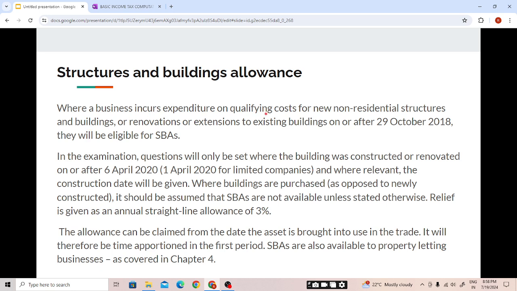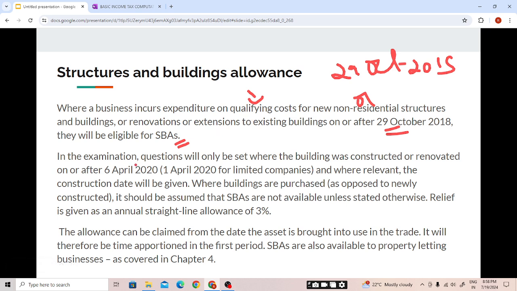Where a business incurs expenditure on qualifying costs for non-residential structures and buildings, or renovation or extension to an existing building, on or after 29th October 2018, they will be eligible for SBA. So the qualifying cost must be on non-residential structures and buildings or renovation or extension to existing buildings on or after 29th October 2018. Whatever expenditure we have incurred on these will qualify for structures and buildings allowance.